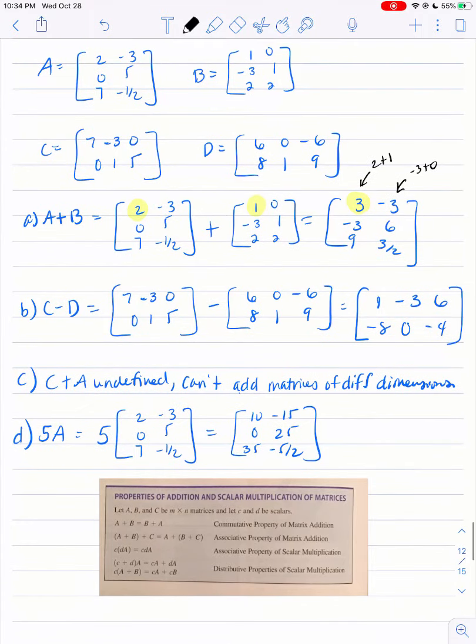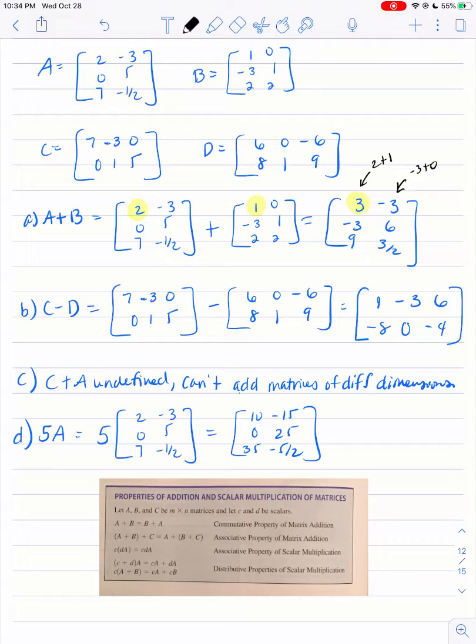Okay, now I have C minus D. So I have a 2 by 3 matrix minus a 2 by 3 matrix, and I'm going to subtract corresponding entries. So 7 minus 6 is 1. Negative 3 minus 0 is negative 3. 0 minus negative 6 is 6. 0 minus 8 is negative 8. 1 minus 1 is 0. And 5 minus 9 is negative 4.